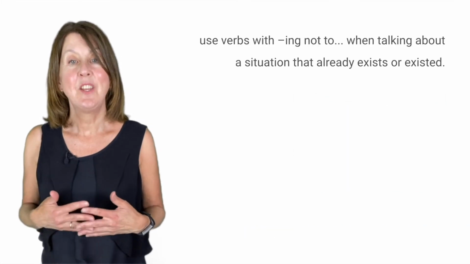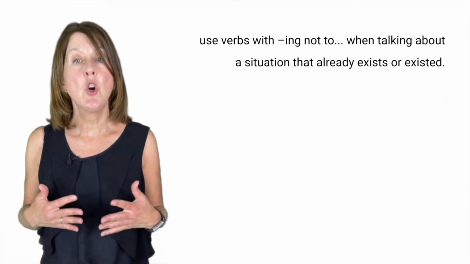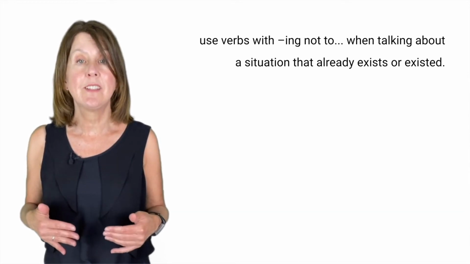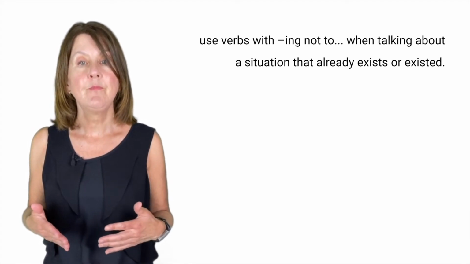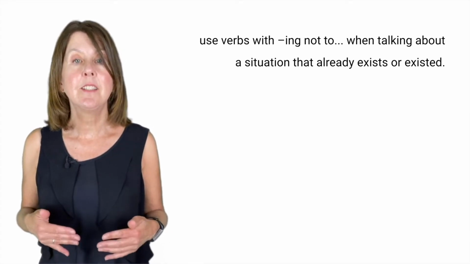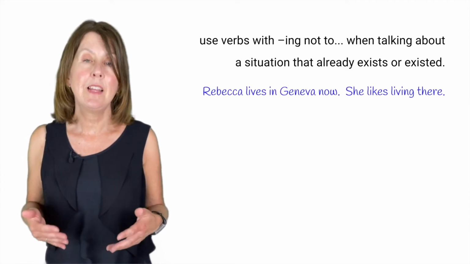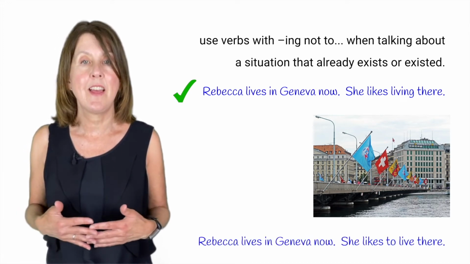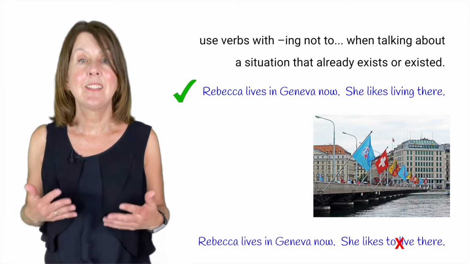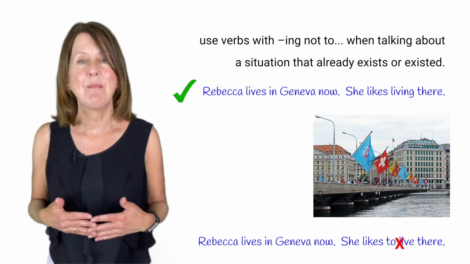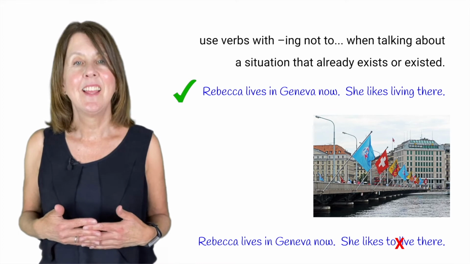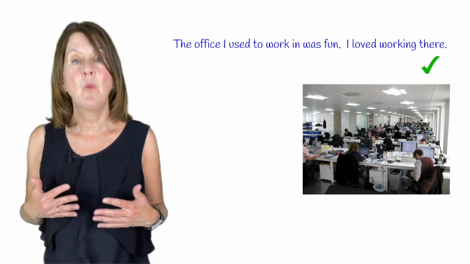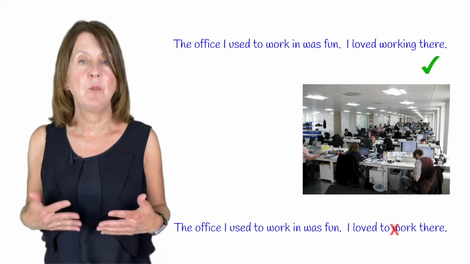Tip 6. Use verbs with -ing, not "to," when talking about a situation that already exists or existed. So for example, for a situation that already exists, you could say, "Rebecca lives in Geneva now. She likes living there" and not "she likes to live there." And as an example for a situation that existed in the past, we could say, "The office I used to work in was fun. I loved working there," not "I loved to work there."